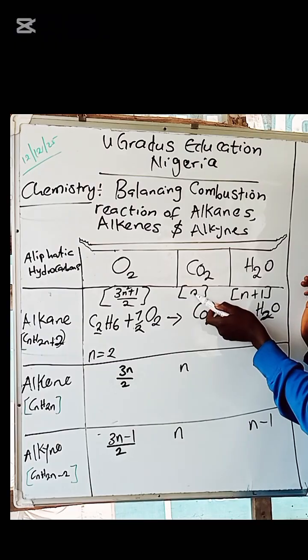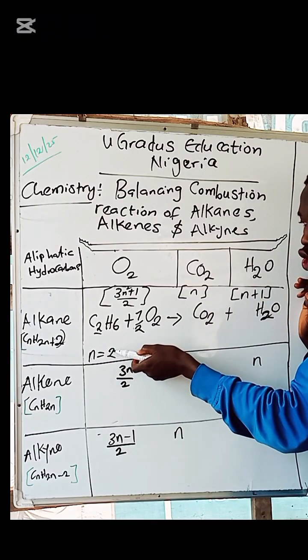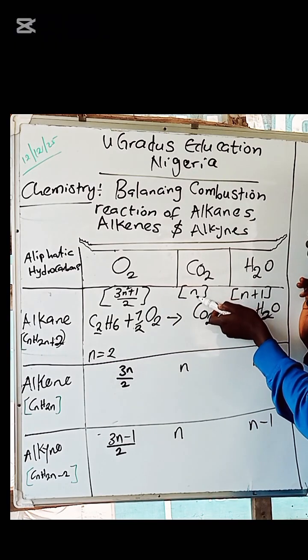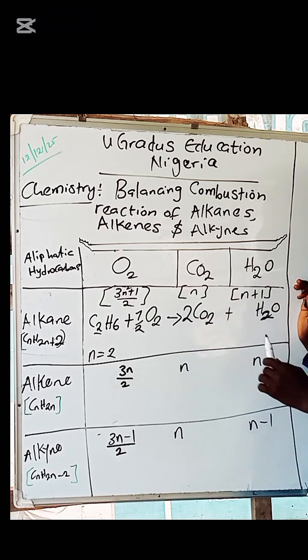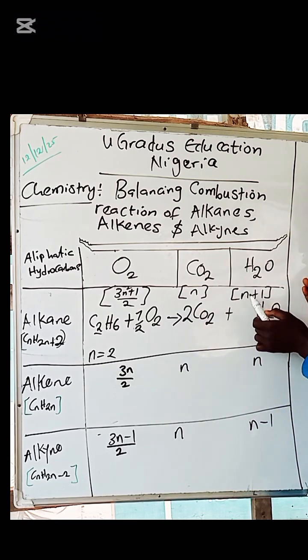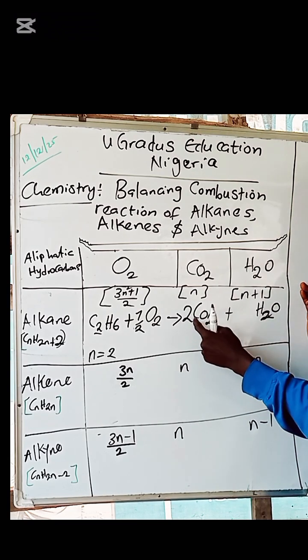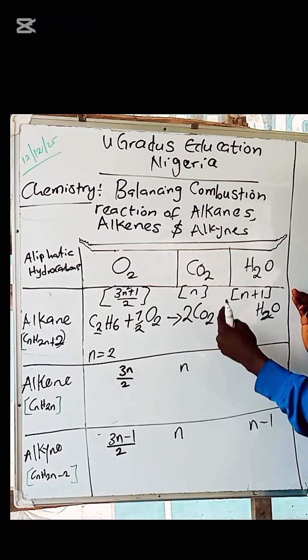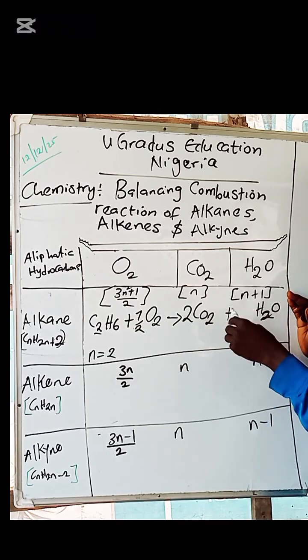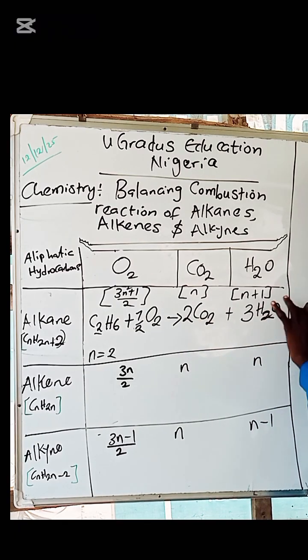To get the coefficient of CO2, the n is 2, and we said n is always the coefficient of CO2. Just write the 2 here. To get the coefficient of water, it is n plus 1, which means you add 1 to the coefficient of CO2. When you add 1 to the coefficient of CO2, you have gotten the coefficient of water. This is a balanced equation.